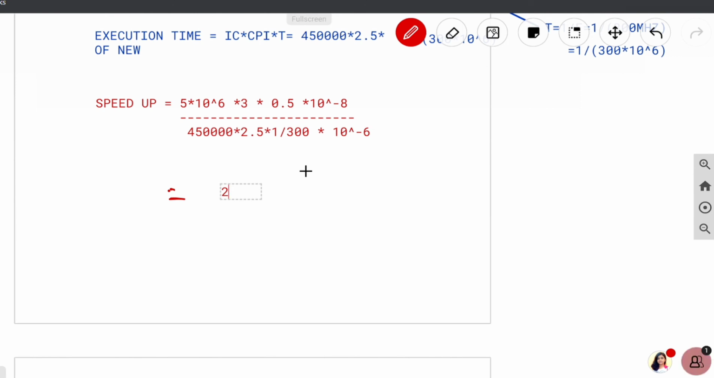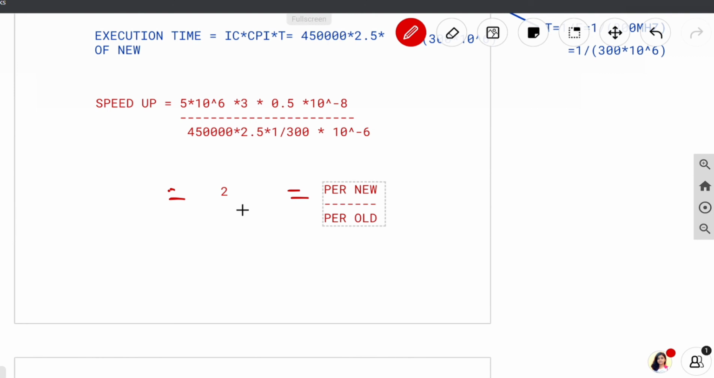So what does this mean? This means that performance of the new machine divided by performance of the old machine comes out to be 2. So performance of old machine into 2 is equal to performance of new machine. That means the new machine is 2 times better than the old machine. So if the old machine was doing some task in 2 seconds, the new machine would be able to do the same task in 1 second.